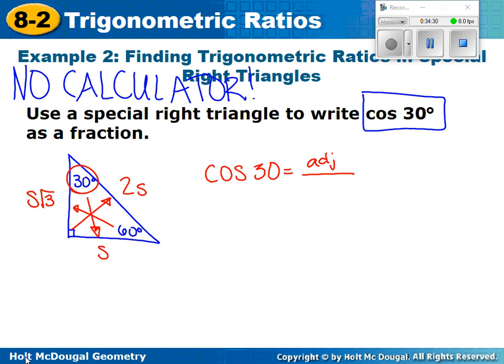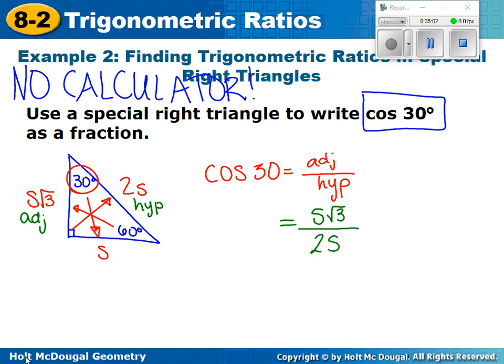Adjacent over hypotenuse. So you're going to look at the 30-degree angle and find the adjacent side. What's adjacent to 30? Square root of 3 s. And then what's the hypotenuse? 2s. So you're going to plug those into your fraction here. Adjacent is going to be s square root of 3 over 2s.